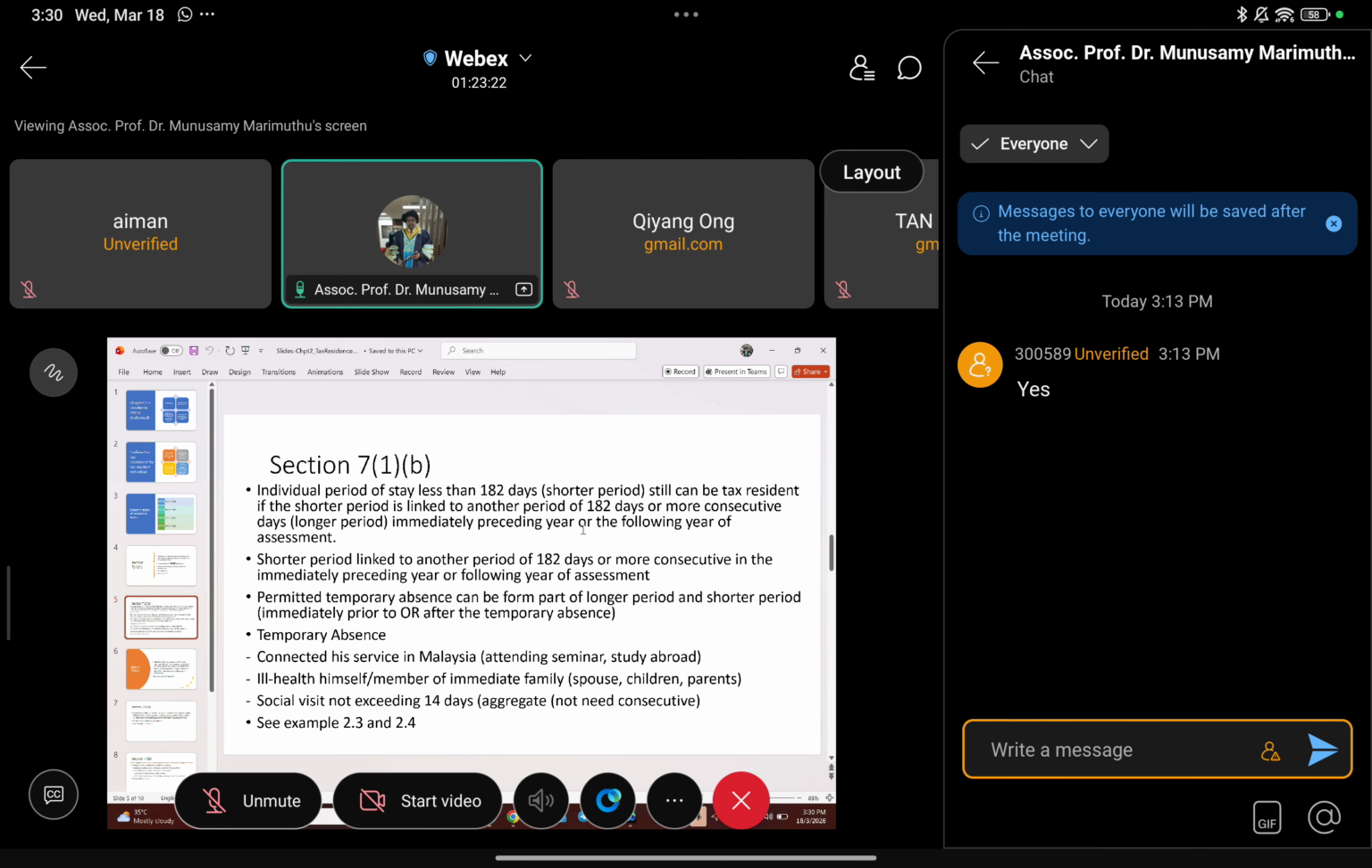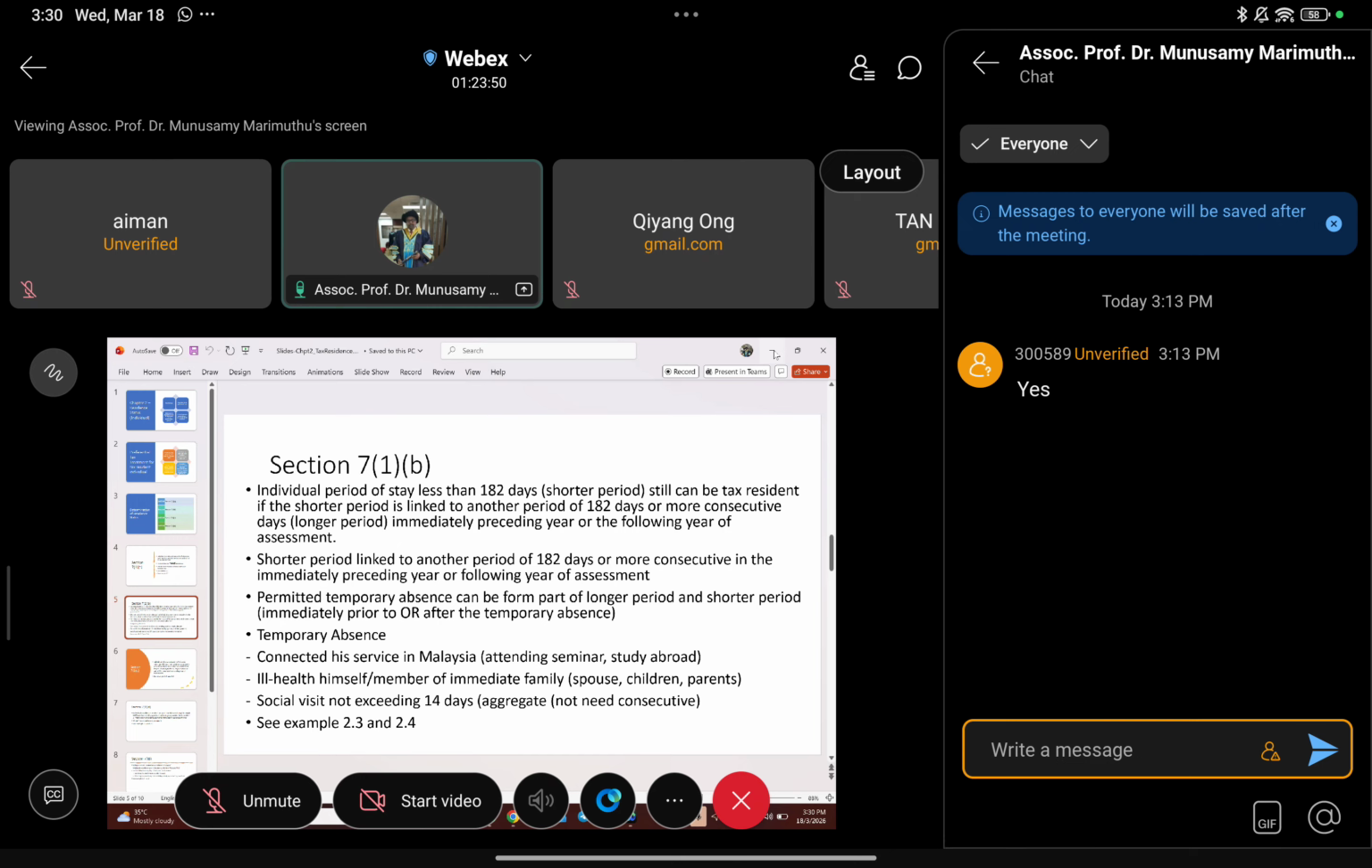And this temporary absence can happen in the shorter period or the longer period, which constitutes part of the calculation. Okay, look at this. Permitted temporary absence can form part of the longer period. So the calculation can happen for this. This is considered as assuming that they are in Malaysia. But it only applies for 7.1b. Only 7.1b applies this. So we do a lot of questions, then we'll know.